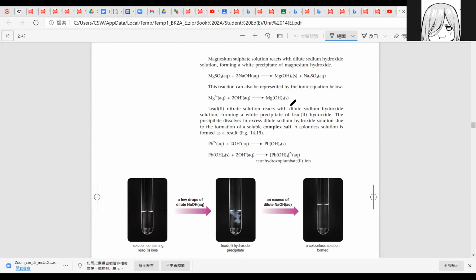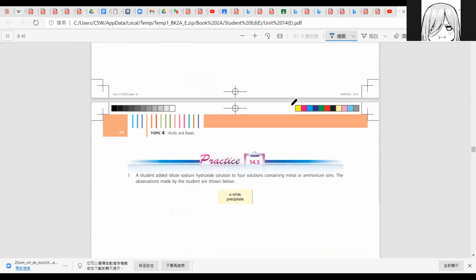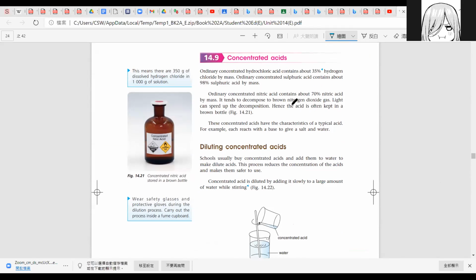We come to somewhat more challenging, concentrated acid, right? Concentrated acid is more nasty, I must tell you, in terms of safety. The ordinary concentrated acids are usually classified as corrosive. Can you see that? Corrosive. So the hazard warning labels should be noted.